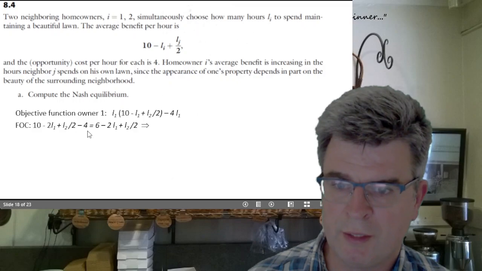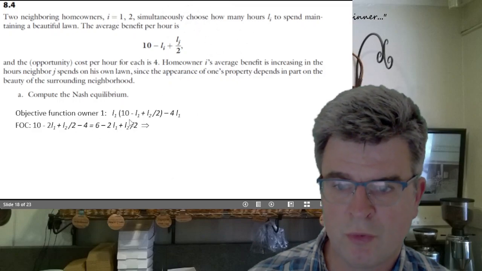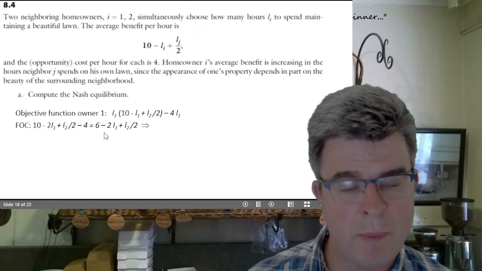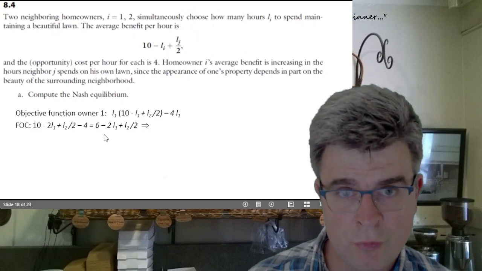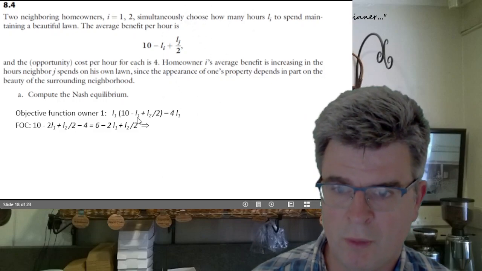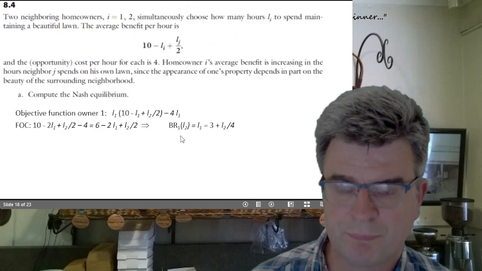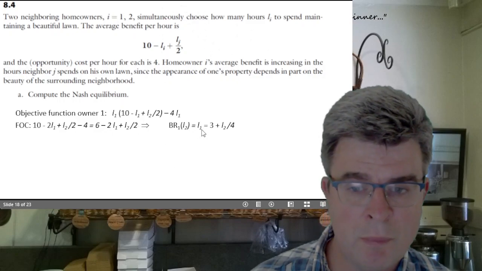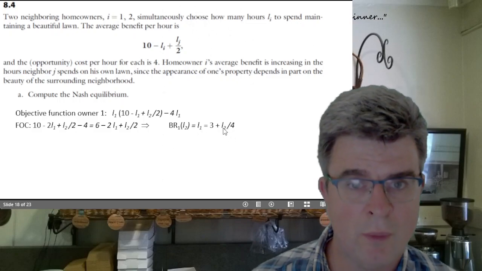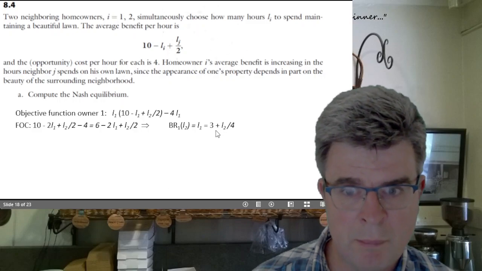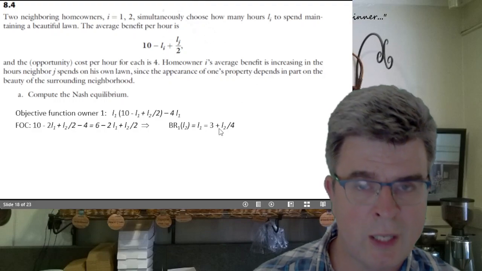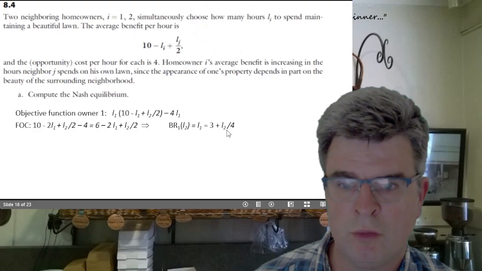Then we can simplify this a little bit, and we get the following expression. Now we can use this expression to back out the best response function of neighbor 1 contingent on the effort made by neighbor 2. Solving this for L1, we get that the optimal effort, the best response to the effort level L2 put in by the neighbor, is for neighbor 1 to spend 3 hours plus the number of hours that the neighbor spends divided by 4.